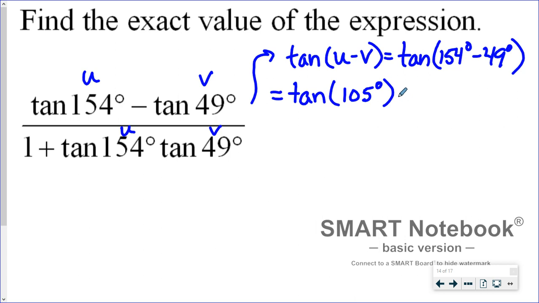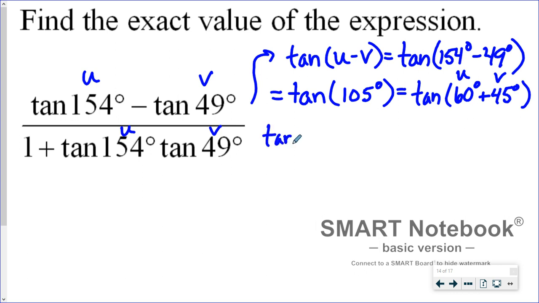Okay, now, is 105 on our unit circle? No. All right, but can we create 105 from angles on our unit circle? I think we can. I think the easiest way is probably 60 plus 45. Yes, no, maybe so? All right, so basically we had to work backwards and then work forwards again. All right, so now this is my new u and this is my new v.